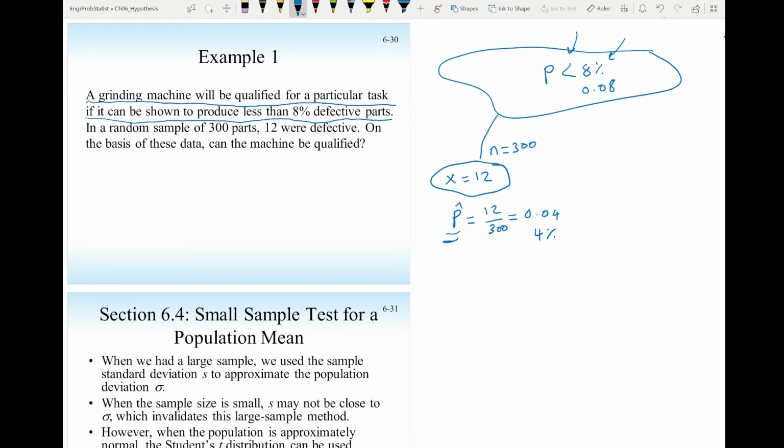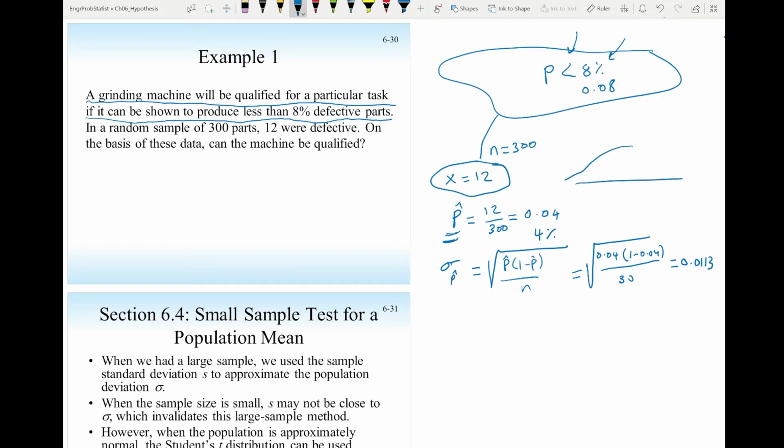So again, that p will have a normal distribution. So let's calculate the standard deviation. And this will be, if we plug in numbers, and this should give us 0.0113. So we need to convert this normal distribution to a standard normal distribution.